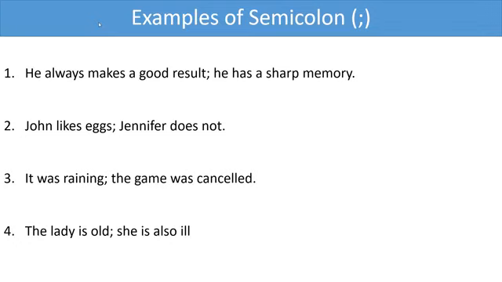Now here are the examples of semicolon. He always makes a good result; he has a sharp memory. Notice my reading. He always makes a good result; he has a sharp memory. John likes eggs; Jennifer does not. It was raining; the game was cancelled. The lady is old; she is also ill. So, dear students, you have noticed where I paused a little bit more than for the comma.